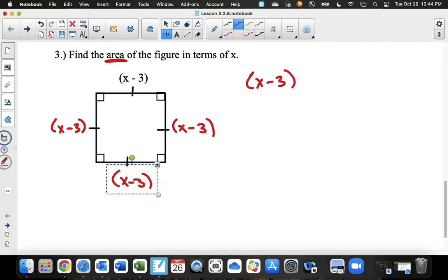The height is also x minus 3. So we just need to multiply x minus 3 times x minus 3. That's where the geometry ends, and now the rest is algebra.